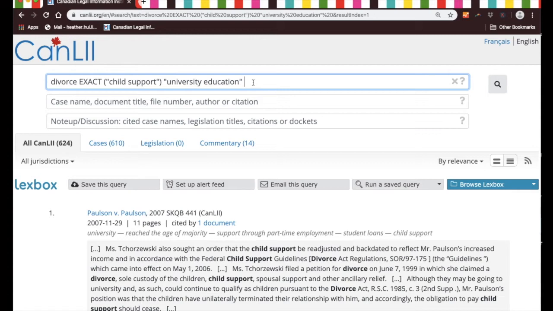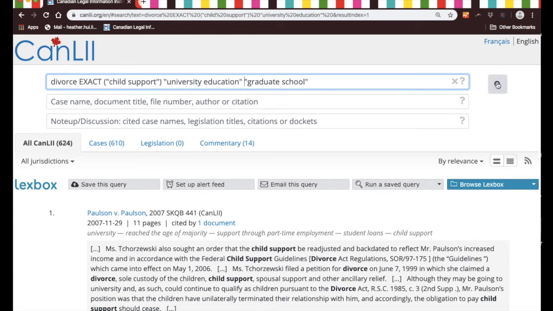So let's suppose you want to narrow your search a little bit more, and not only do you want to look at university education, you want to focus on graduate school. So then you will put in graduate school. Now, one thing to point out is that if there's a space between these search terms, CanLII will automatically insert the operator and. So and means that CanLII will look for all the documents that have all these terms together in the same document.